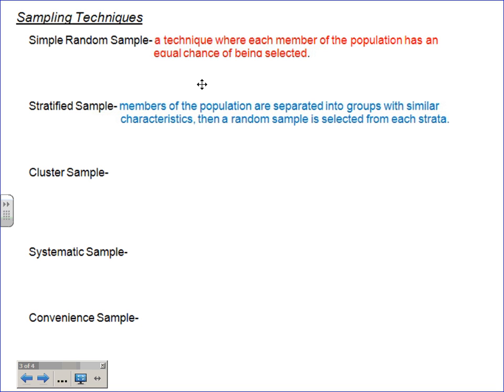Well, these next two are a little bit more complicated. The last one kind of spells it out for you, convenience sample. Cluster sample.